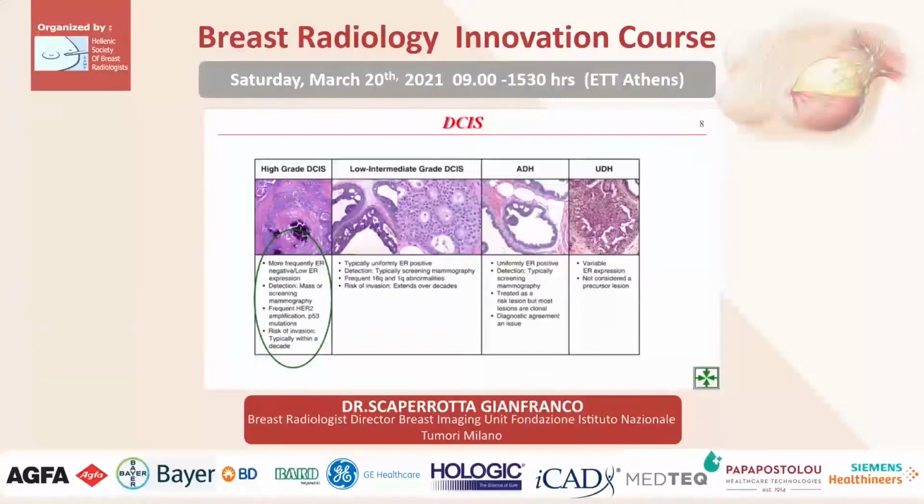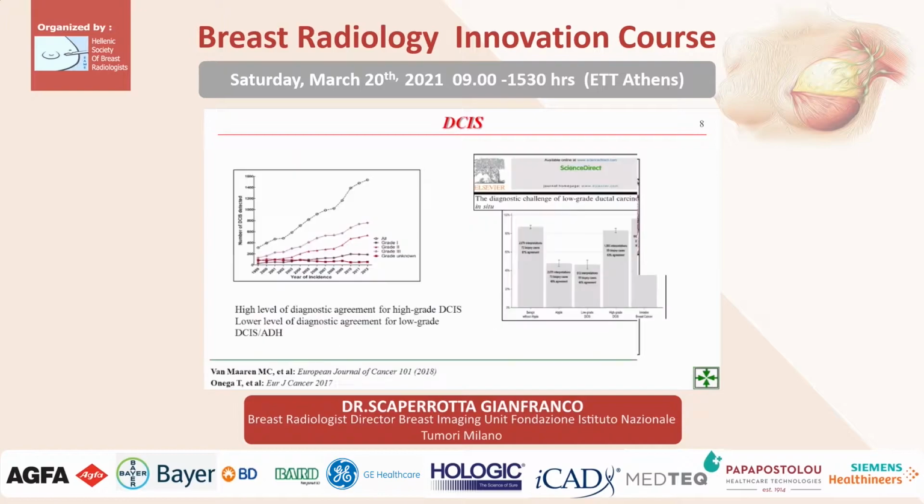High-grade DCIS is a different disease than low or intermediate grade DCIS, and different again from a B3 lesion. In particular, there are two different kinds of DCIS. For example, high grade shows HER2 amplification and estrogen-negative expression. In low or intermediate grade DCIS, there is typical estrogen receptor expression and a lower risk of invasion.